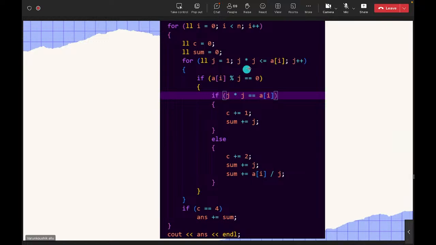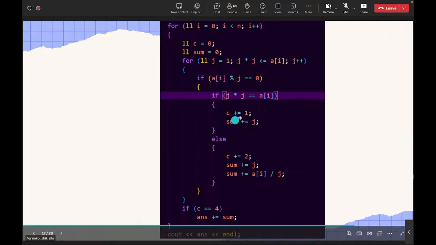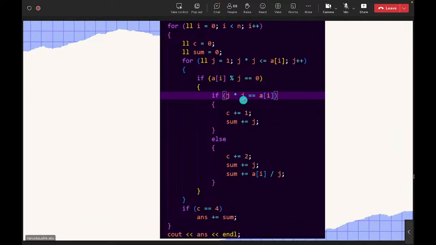If A of i percent j equal to 0, then what are you doing? Let's say if A of i is 36, then j is 6. Then we are not getting two different factors, we are getting only one different factor. So what we are doing is c plus equal to 1 and sum plus equal to j. No need to add 2j because only one factor we are finding there, that is 6. If both are different, that is, if j star j is not equal to A of i, then A of i is not a perfect square with square root j. Then we'll add c plus equal to 2, and sum as j and A of i by j.